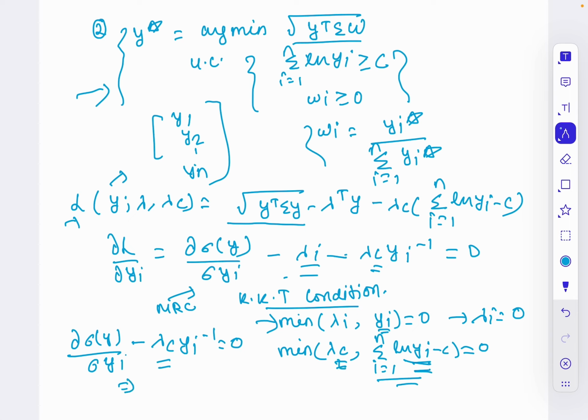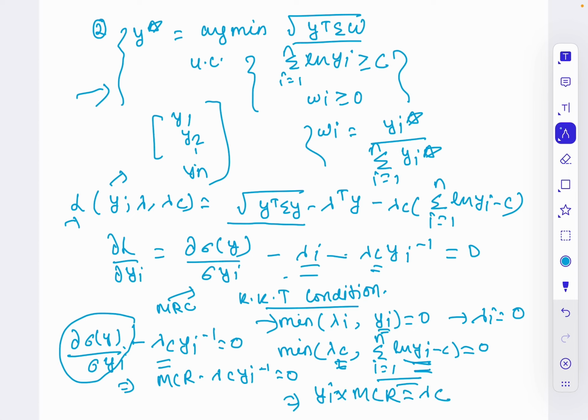So if you solve this equation, this is nothing but MRC, right? So MRC minus lambda c over yi equal to 0, and then what you get? yi into MRC is equal to lambda c. So for any value of yi, for all assets i, you are getting a constant value. This is the risk contribution, right? yi into MRC is nothing but risk contribution. So basically this is a constant. You have proved that it is a constant equal to lambda c. So for all values of i, you are getting a constant risk contribution. That is why this is also a risk parity portfolio.